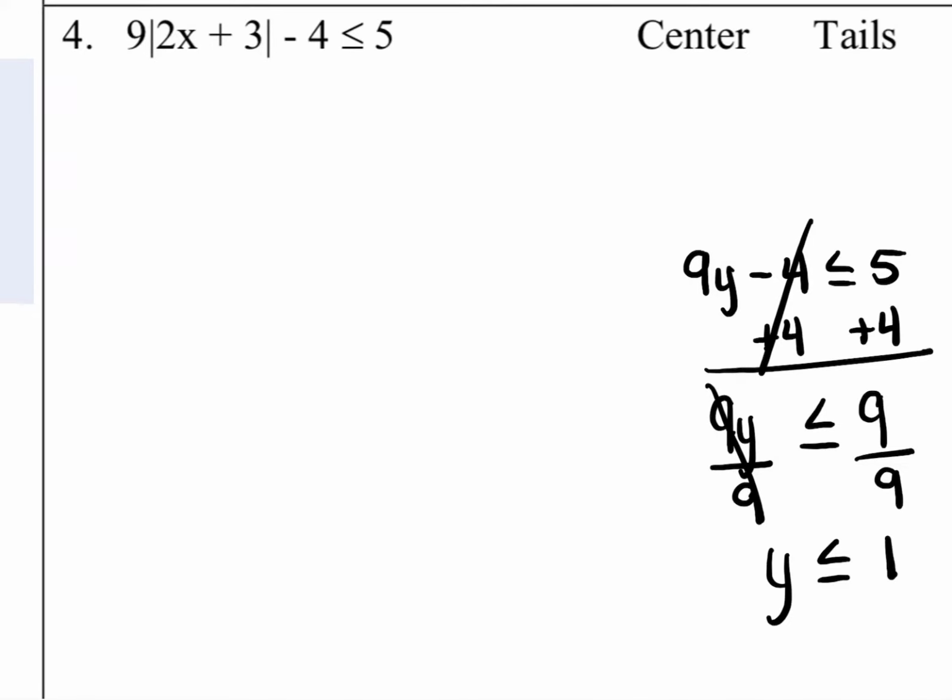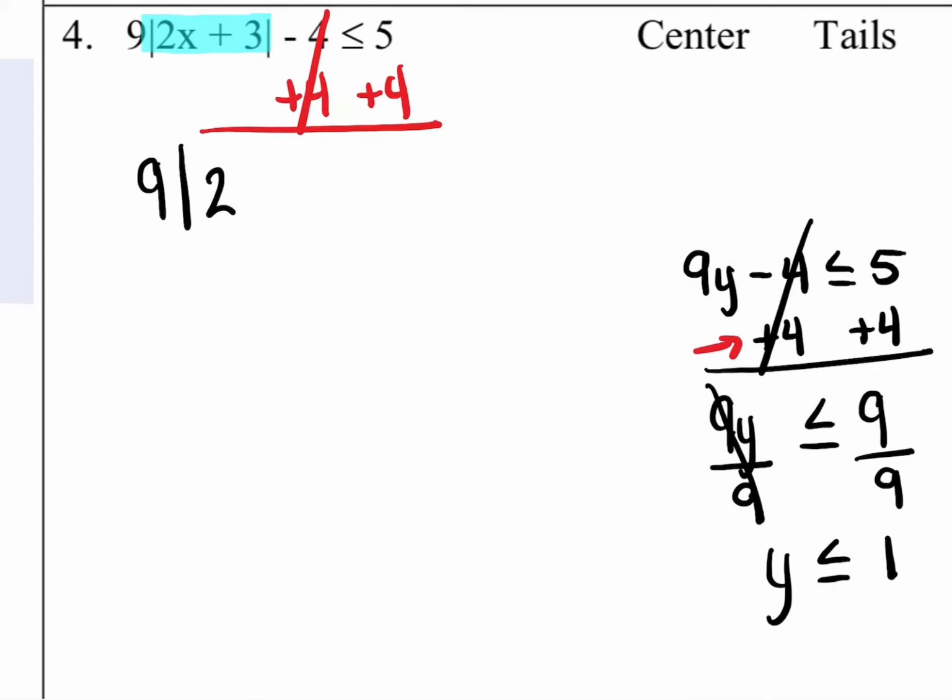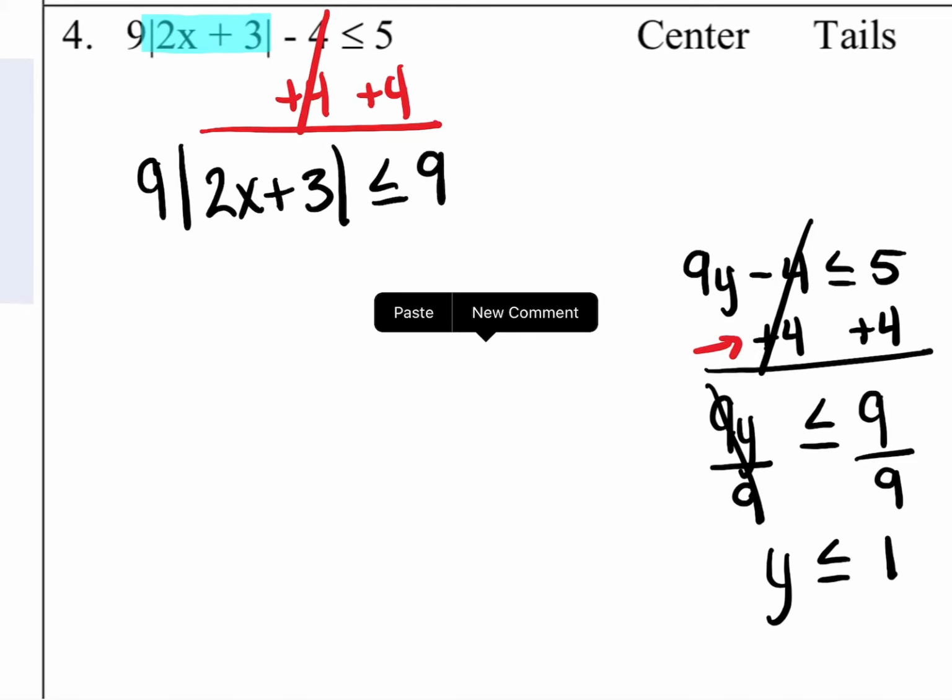Now exactly what I did down here in this process is I isolated my y. Substitute the absolute value of 2x plus 3 in for y. We're going to do the exact same process. We want to isolate the left-hand side so that we can A, split, and B, we can decide where we want to shade. So what we're first going to do, just like we did here, we're going to add 4 to both sides. On the left side, it adds to 0, and we're left with 9 times the absolute value of 2x plus 3 is less than or equal to 9.